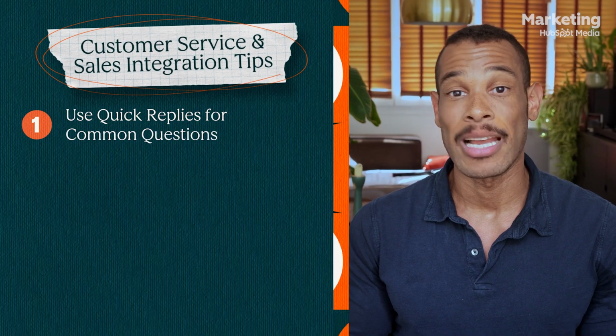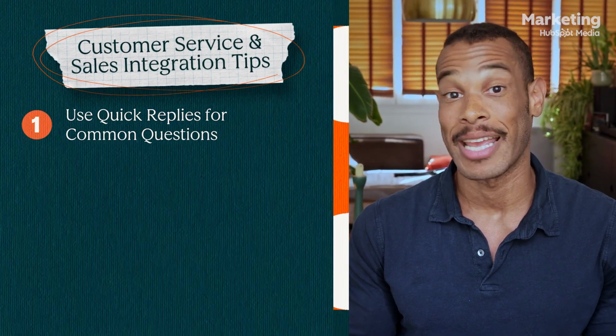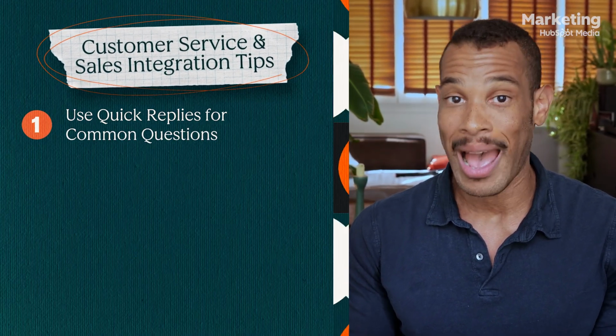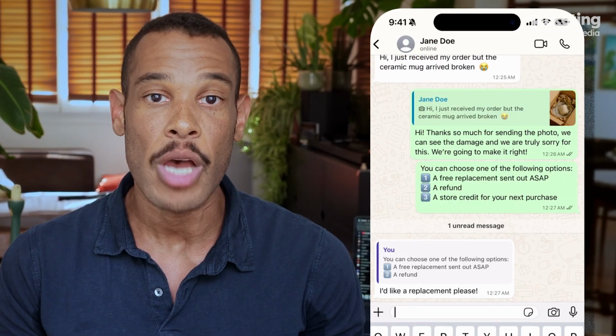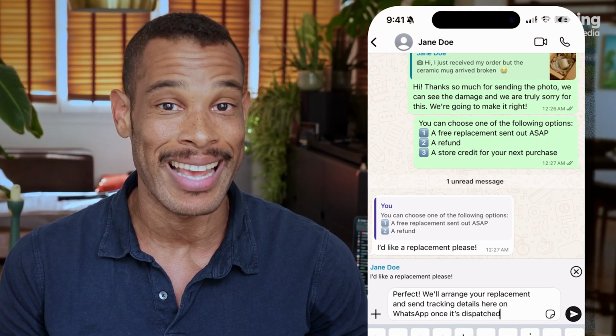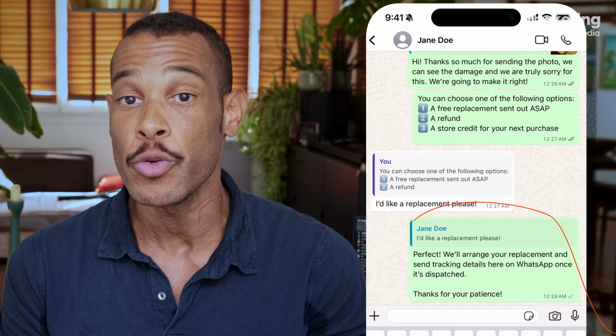Earlier, we talked about setting up quick replies for common questions like shipping, returns, or hours. This is where they come in handy. They let you respond quickly without sounding robotic, so you can stay fast and personal as your inbox grows. However, you don't want to rely too heavily on automation. People message businesses on WhatsApp because they want to talk to a real person, not a bot. Use automation to acknowledge messages and set expectations. Then have real humans take over.